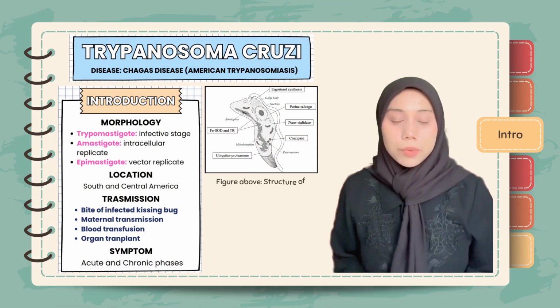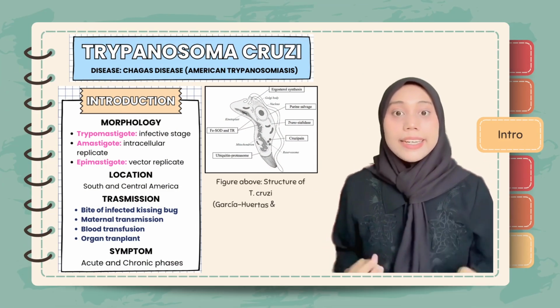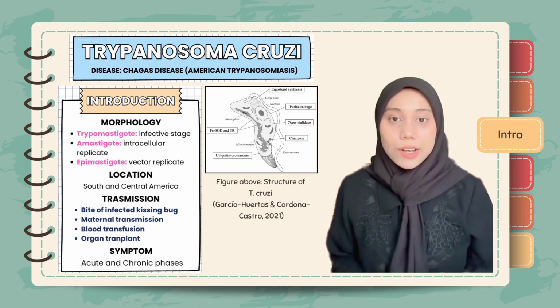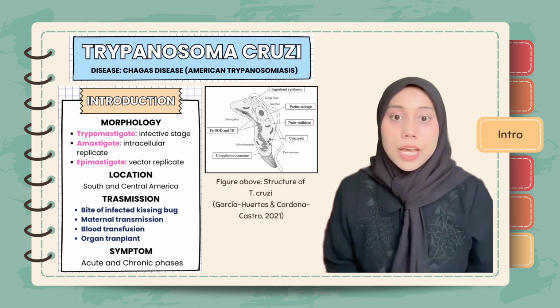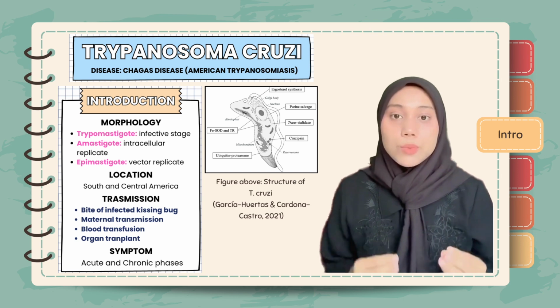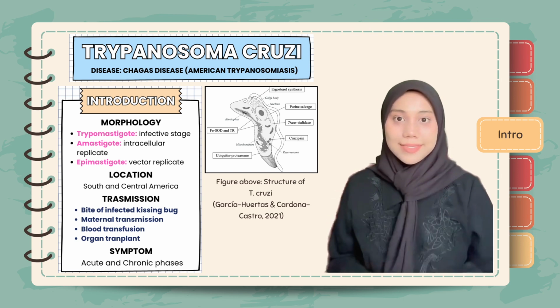Millions of people in the world are living with a silent killer hiding in their bloodstream. This killer is called Trypanosoma cruzi. So without wasting more time, let's go deeper into this disease.